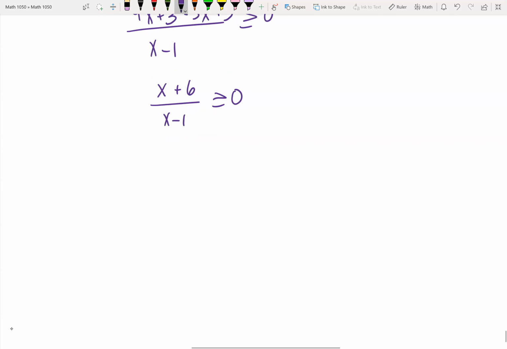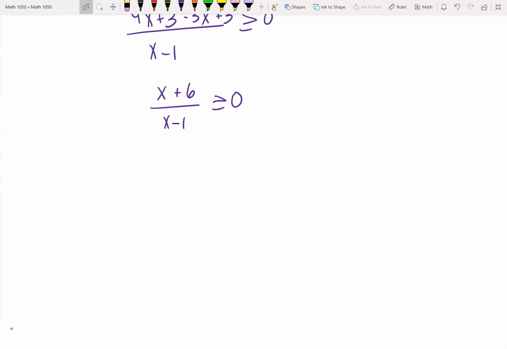0. I feel like from here you're home free. The rest is pretty basic. Set the top equal to 0, you get a negative 6. Set the bottom equal to 0, get a 1. Those are your critical numbers. Go to your number line. Negative 6 here, positive 1 here. The 1 is from the bottom, so that's a restricted value, so it has to be open. The 6 is closed. The middle is the 0.